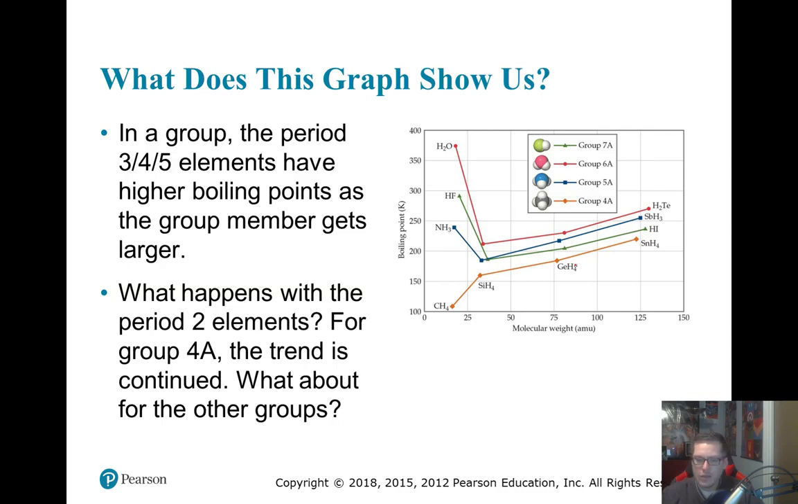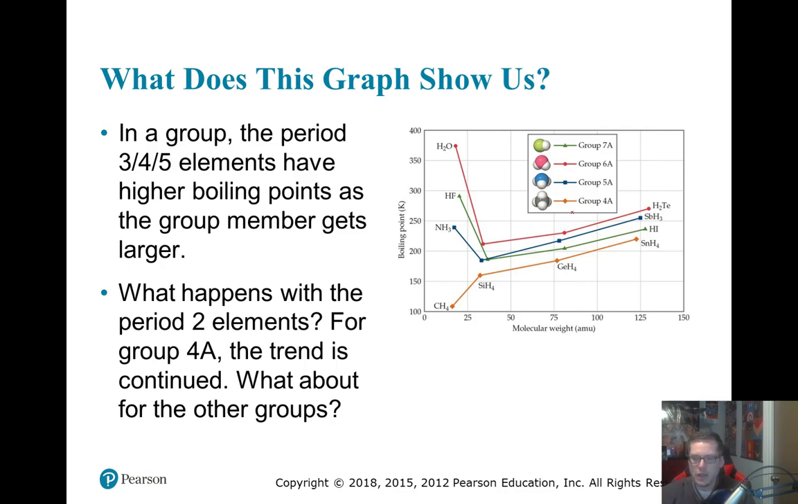But then the other three groups have something interesting happen. Let's look at the next one, group 5A. This is nitrogen, then phosphorus, then arsenic right here, and then antimony right here. You can see that for these three, it follows the exact same trend. As you go down the group from phosphorus to arsenic to antimony, you go up in boiling point because they're getting more squishy.